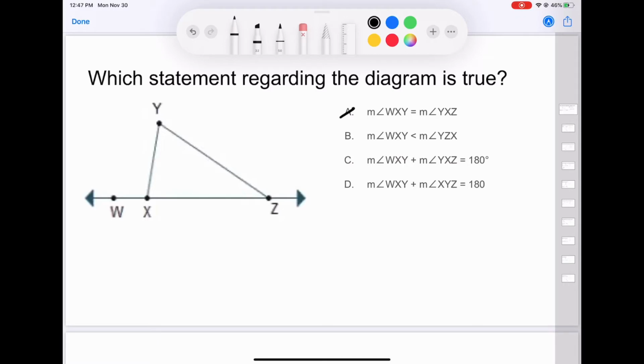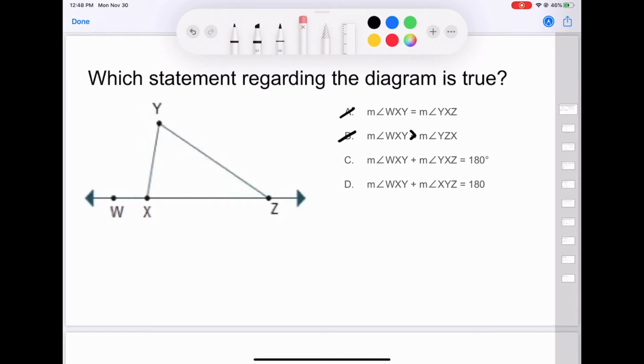Let's look at the next one. This one says the measure of WXY is greater than the measure of YZX. Well, as you can see here, YZX is an acute angle, meaning less than 90 degrees, while WXY actually looks like it's more of an obtuse angle. Therefore, this is incorrect, and in fact, in order for this statement to be true, we would have to have a symbol that looks like that.